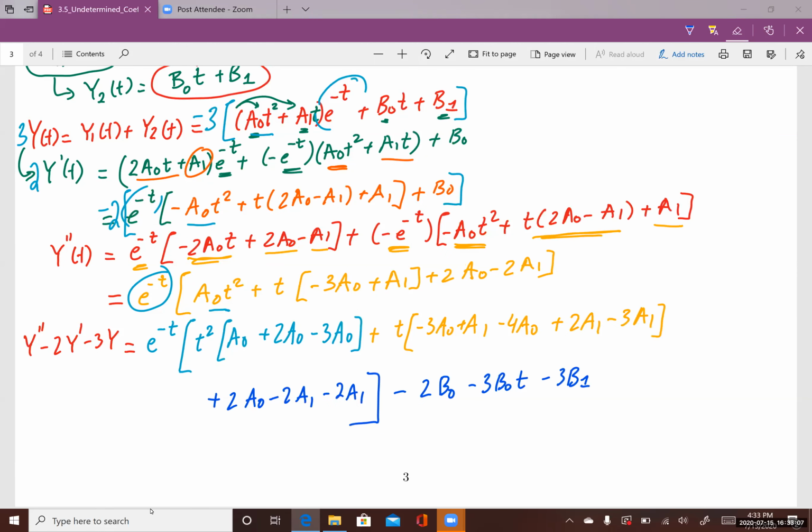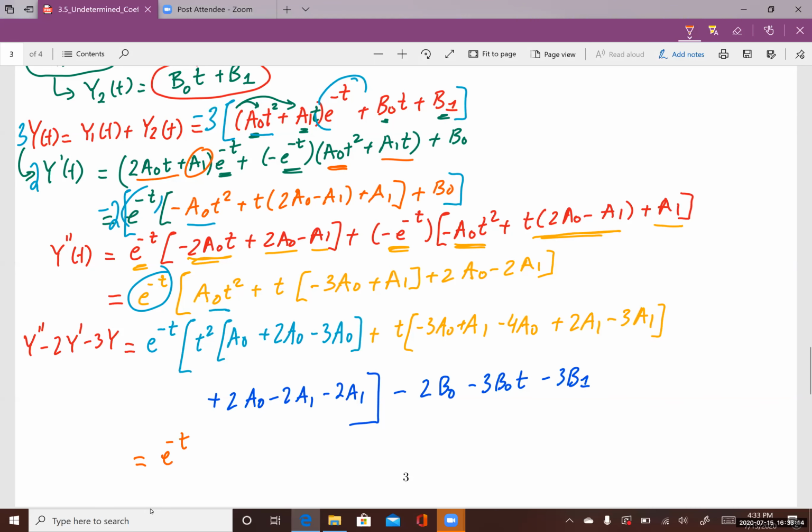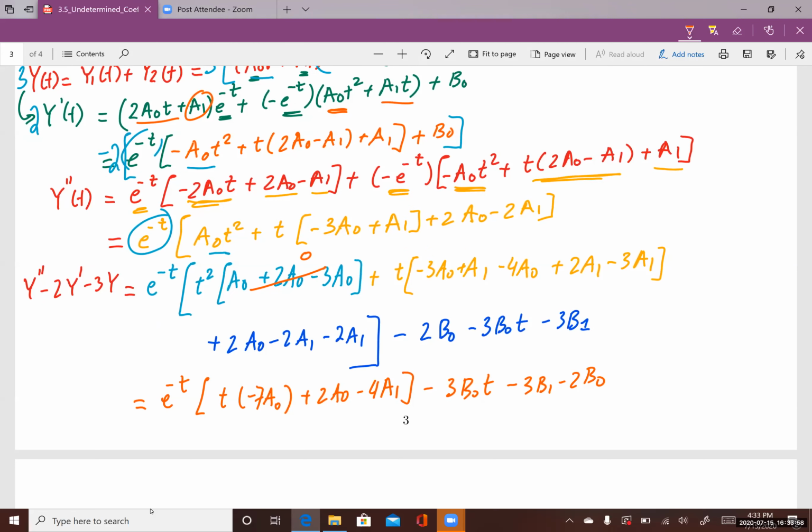So now the next step is I want to simplify some of this. Simplifying always makes our lives easy. So one, two, negative three, so zero, right? So you have negative 3, negative 4, and negative 7, so t, negative 7a0. Okay, a1 plus 1, 3, negative 3 is 0. So it's just negative 7a0. And on the constant, you have 2a0 minus 4a1. Okay. And then on the b's terms, you have negative 3b0t minus 3b1 minus 2b0. So I know this is the t terms and this is the constant term.